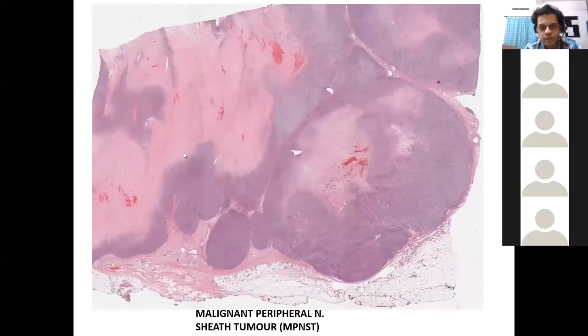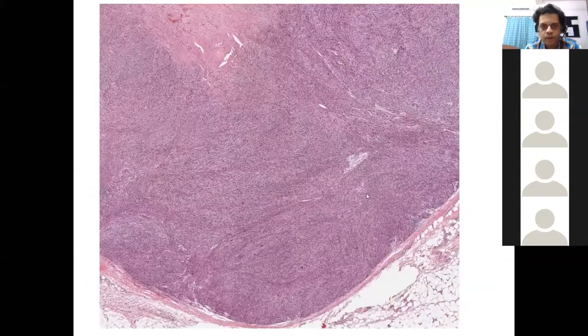So as you see, this is a tumor which is situated deep down. It looks like it probably arose from a plexiform neurofibroma and then has undergone a high-grade transformation into a malignant peripheral nerve sheath tumor. So very, very cellular are these regions.